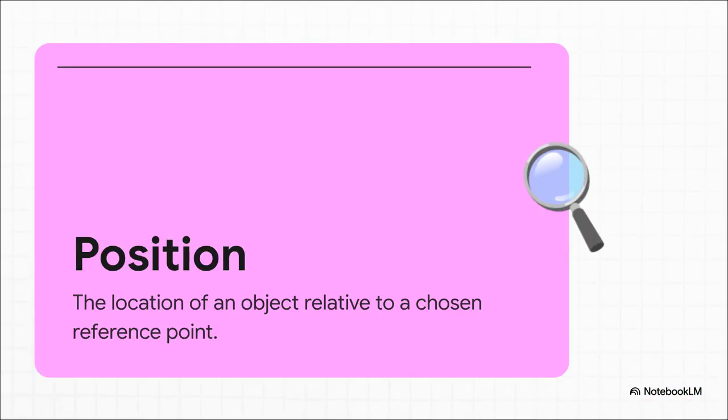So what exactly is position? It's the answer to the question, where is it? But, and this is the important part, it's always relative to something else, a reference point that we choose. For our runner, the most obvious reference point is the starting line. We'll just call that 0 meters. From now on, every other spot on the track is measured from there.